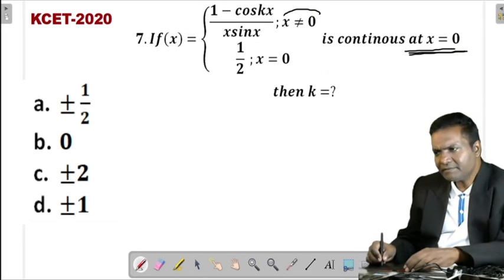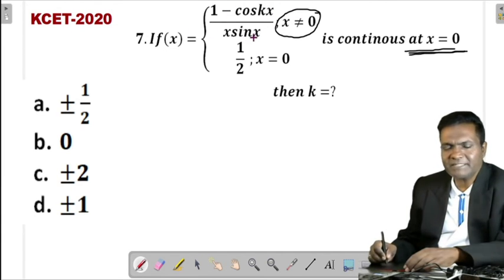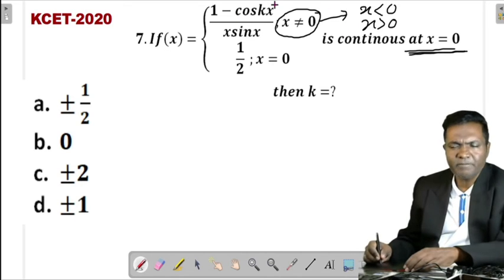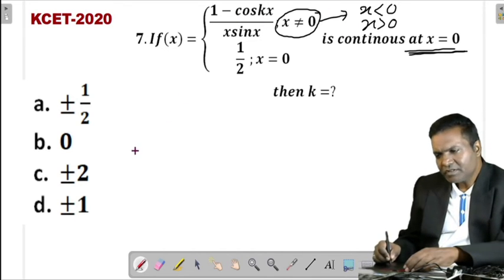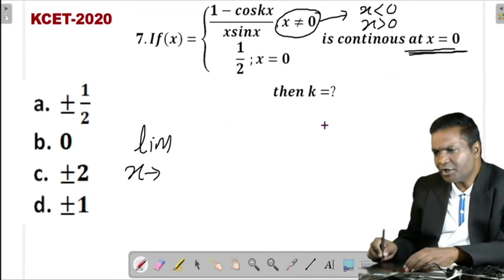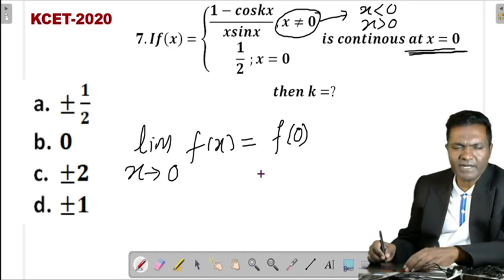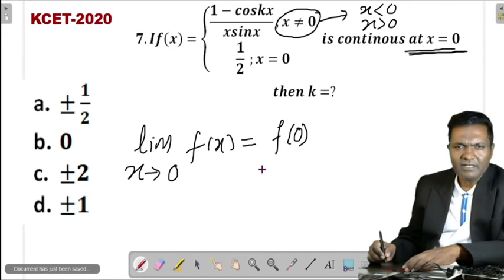Here you are given f of x equals 1 minus cos kx by x sin x if x not equal to 0. Means this is the case even if x is less than 0 or x is greater than 0. You have to use the same function. So you are given that it is continuous at x equal to 0, means limit x tends to 0 f of x must be equal to f of 0. No need to find separate left hand limit and right hand limit.